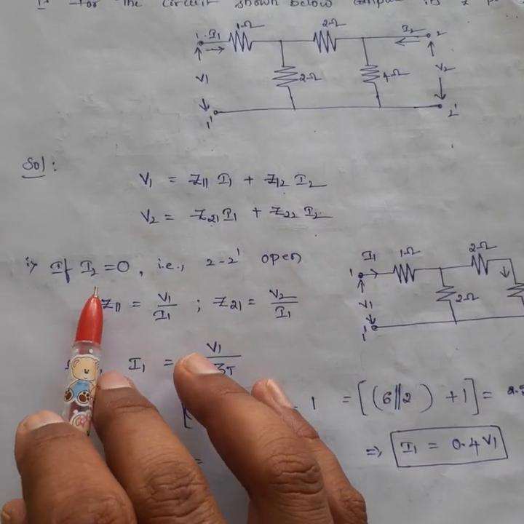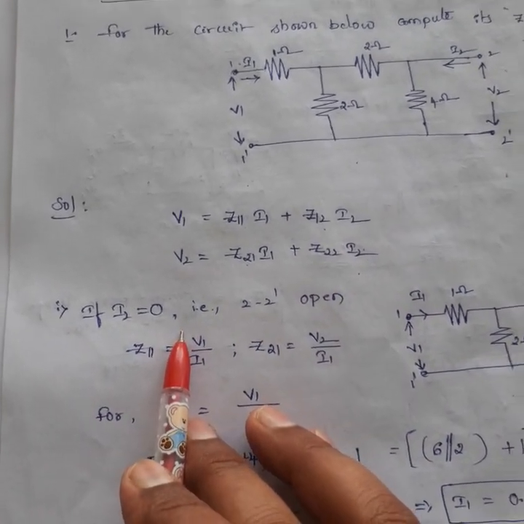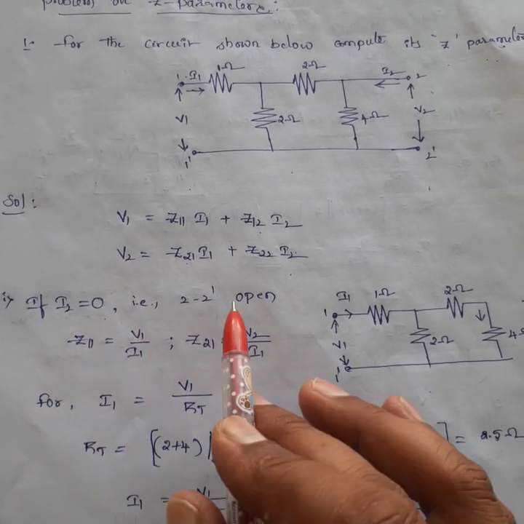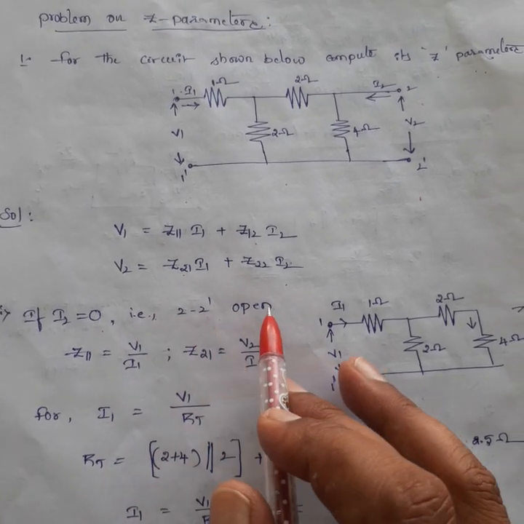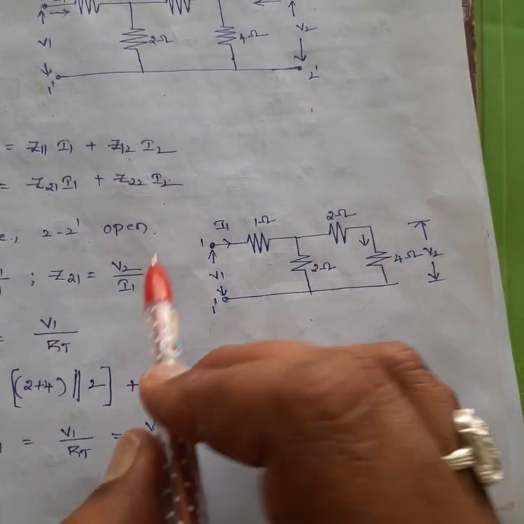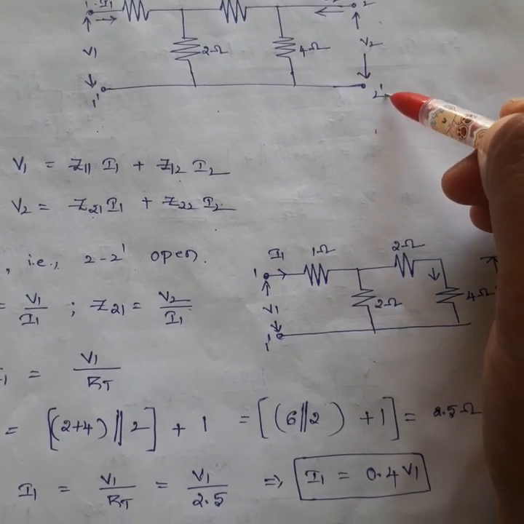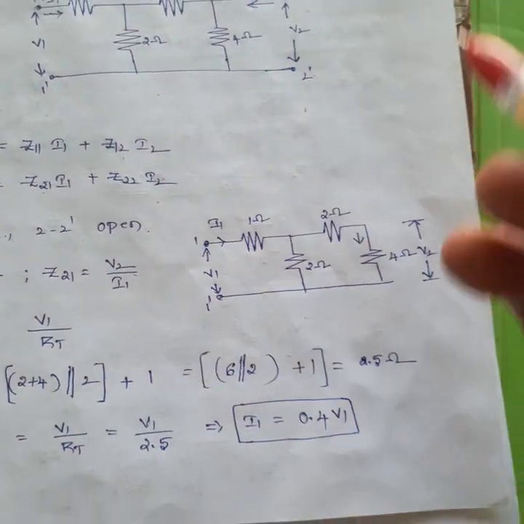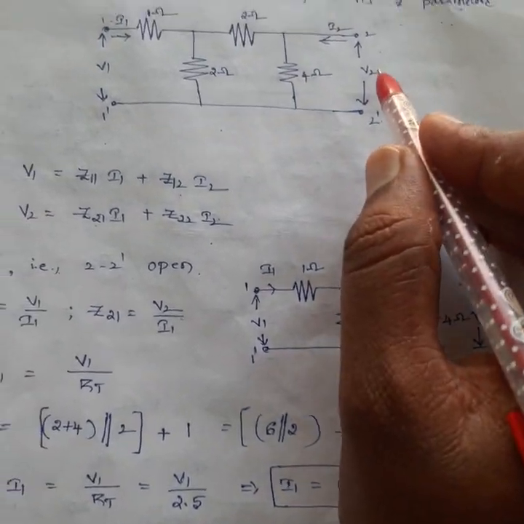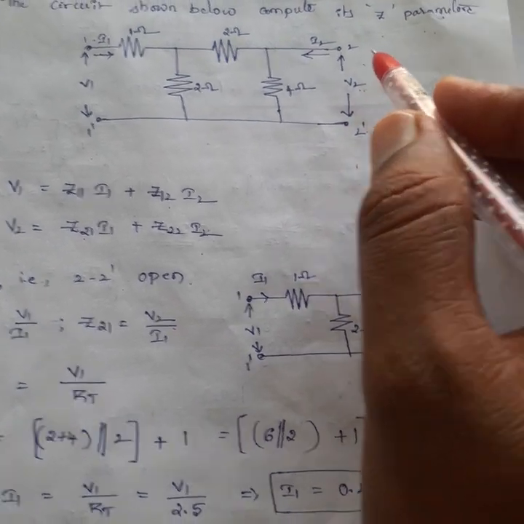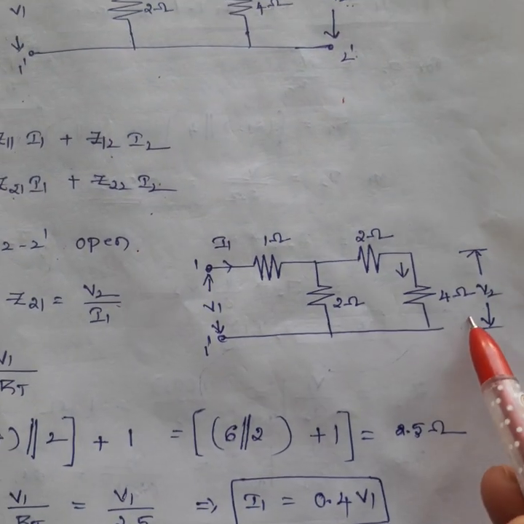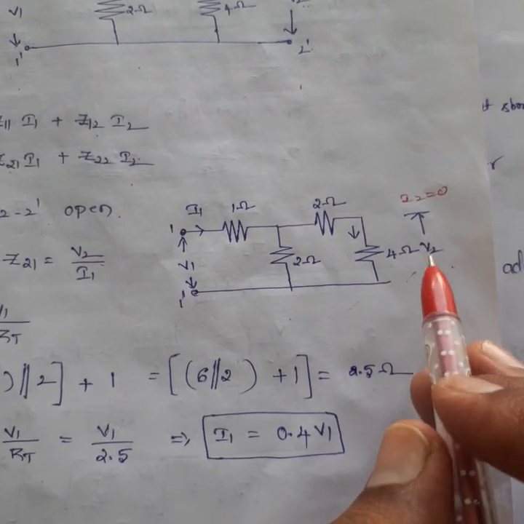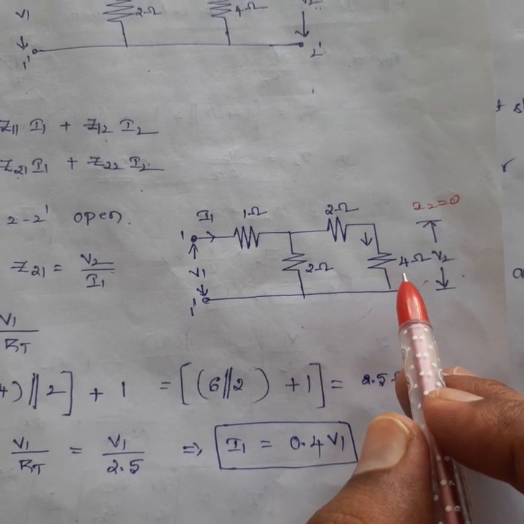First take the condition I2 equals 0. What does I2 equals 0 mean? That 2 dash is going to be open circuit. Here I open the secondary terminals, the output side. If the output side is open, I2 equals 0, but the voltage is present. This V2 is nothing but the voltage across the 4 ohm resistor.